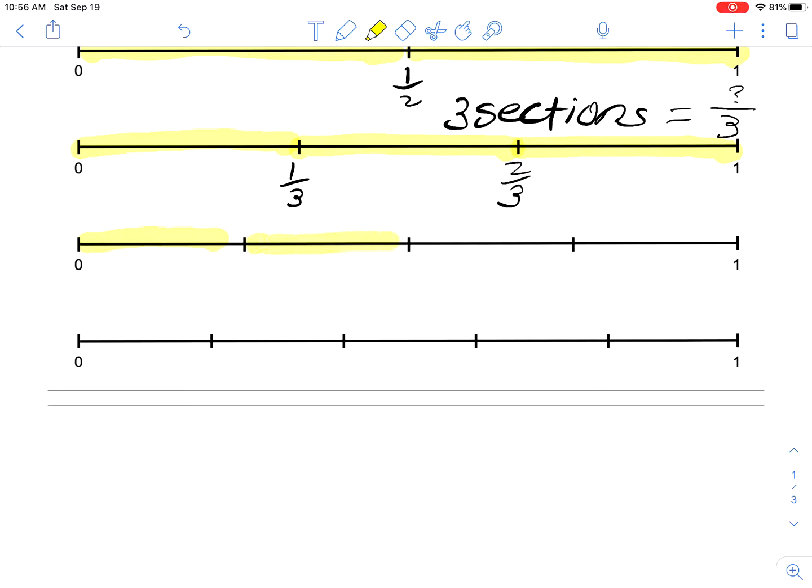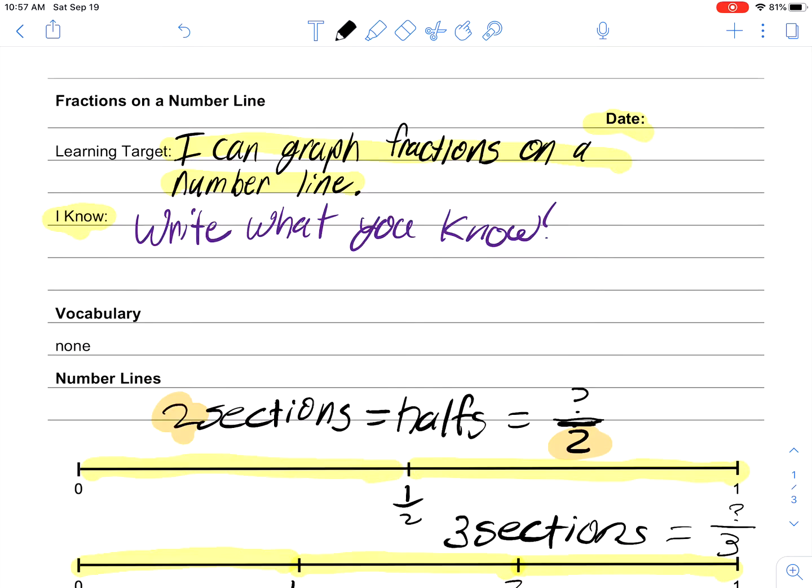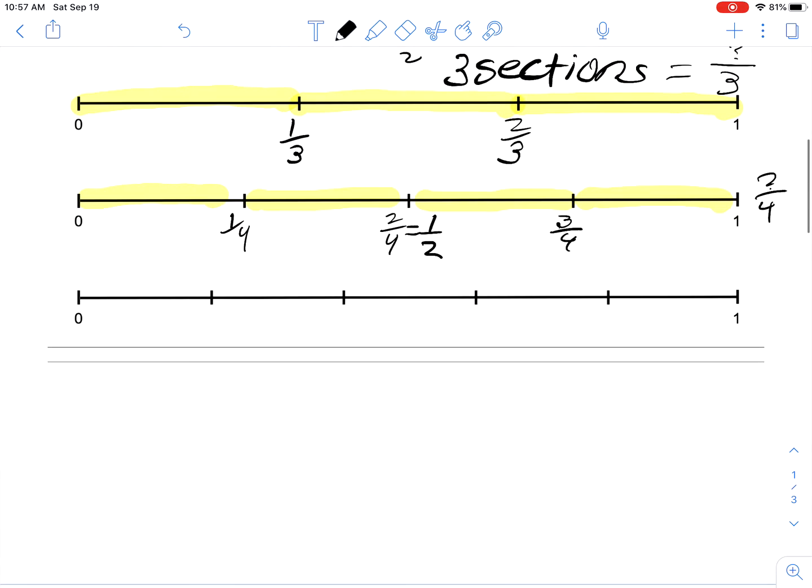Here I have 1, 2, 3, 4 sections. That means that the bottom number of my fraction is always going to be something over a 4 because there are 4 sections. So I have 0, then I have 1/4, 2/4, 3/4, and 1 whole. Now this 2/4, if you remember how to simplify fractions, you might remember that 2/4 is also the same as 1/2. And we can still simplify these things. So if you know how to simplify, feel free to do that, please.